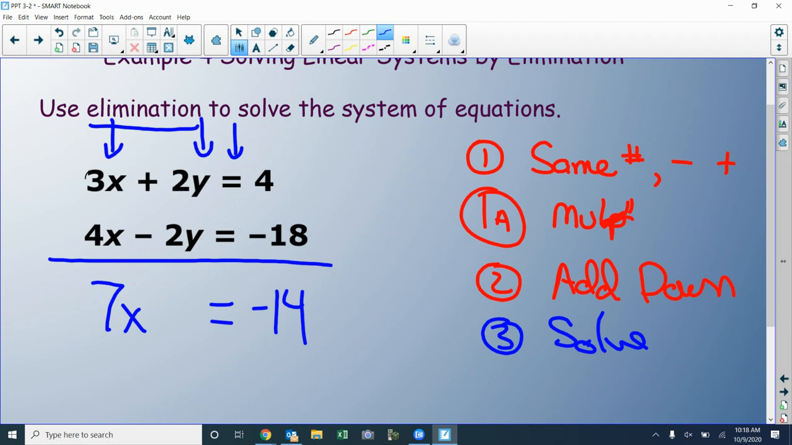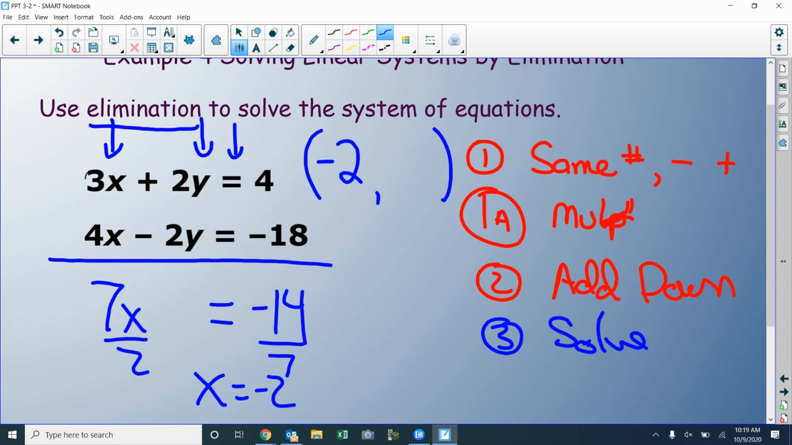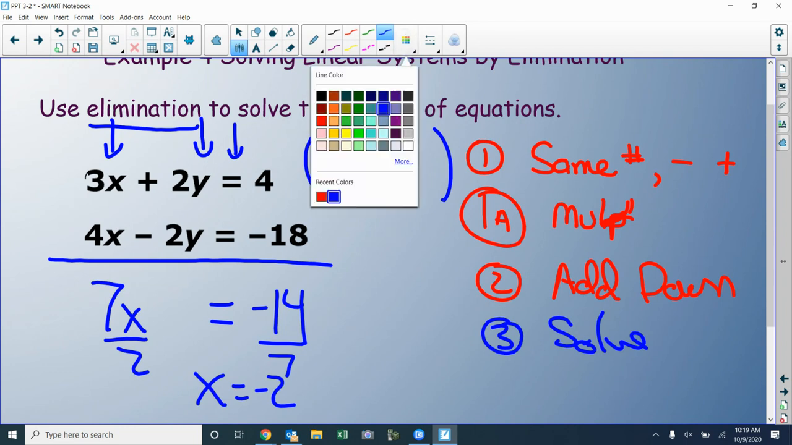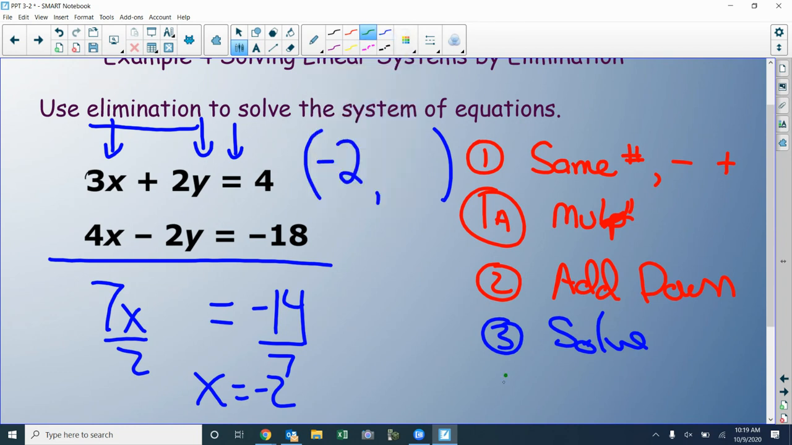So solving here, we're going to divide by 7. We're going to get our x at negative 2. So negative 2 is our x value. Now we're down to our last step, which I just call both. Got to find both numbers, both x and y. Which one do we have? Oh, we have the x. It doesn't matter which one we plug it into. We talked about that yesterday. So I'll go ahead and plug it right here, negative 2.